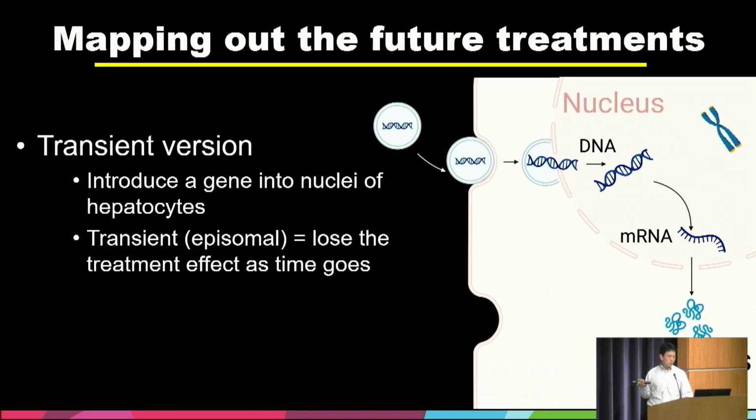Okay, so there are globally two versions of gene therapy. One is a transient version, where genes are introduced to the nuclei, but only for a brief time, in an episomal status. Episomal means a certain shape of DNA in the nuclei, staying for a brief time. As time goes, this episomal DNA goes away, so they will lose the therapy effect.